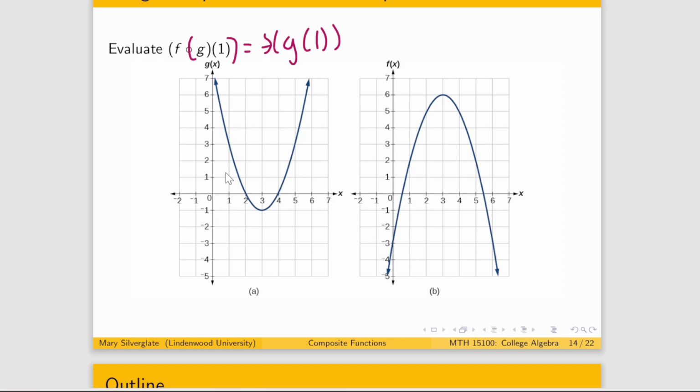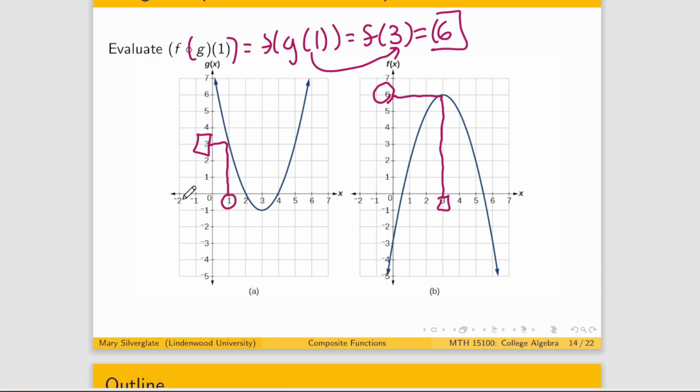So I go over to the g of x graph, and they're asking us to plug in when x is equal to 1, and then trace up. That means g of x is equal to 3. So we're finding f of 3 since g of 1 is equal to 3. Then I go over to my f of x graph and I do the same process. So I go over to when x is equal to 3 this time, trace up and over, and our y value, our f of x value, is then equal to 6 as my final answer.